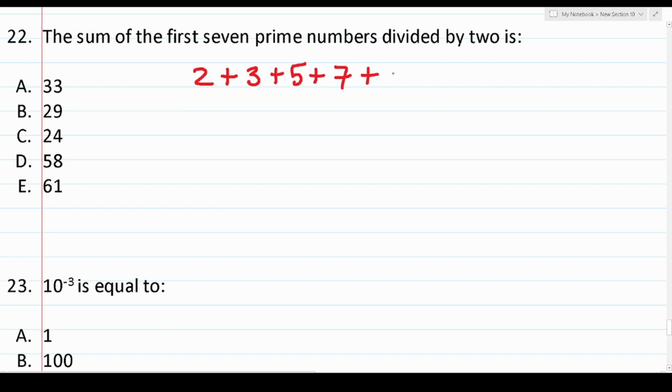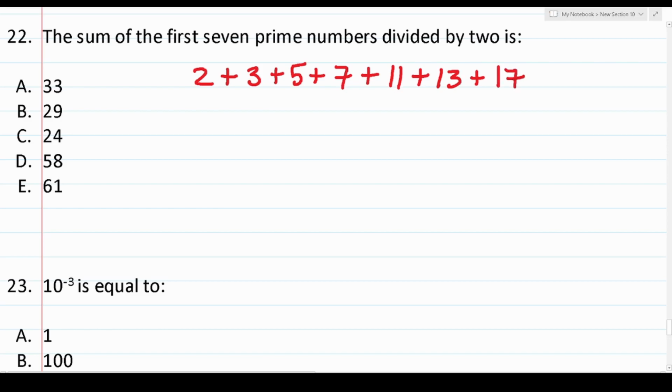9 is divisible by 9, 3, and 1, so it's not prime. 10 is divisible by 5, 2, and 1, so it's not prime. 11 is only divisible by 1 and itself. 12 is divisible by 12, 6, 4, 3, and 2, so it's not prime. And 13 is only divisible by 1 and itself. 14 is divisible by 7, 2, and 1, so it's not prime. 15 is divisible by 5, 3, and 1, so it's not prime. 16 is divisible by 8, 4, 2, and 1, so it's not prime.